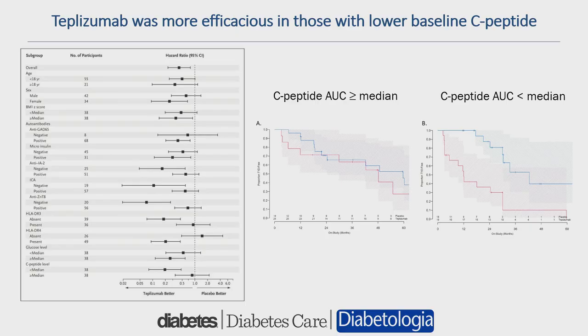But nonetheless, a really important finding of that trial is that responders, quite to our surprise, were more likely to have a lower C-peptide. So if you divided the study group into those with a C-peptide area under the curve below or above the median, you can see by the Kaplan-Meier survival curves on the right that those that had an AUC below the median had a much better response rate. And again, this was a surprising finding from this particular trial, and it's probably opposite of what most of us would have predicted.